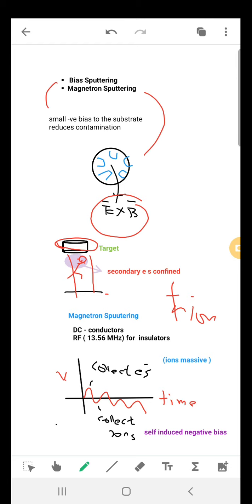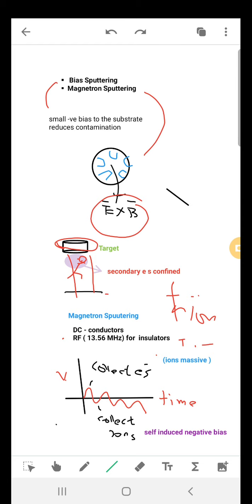However, if you are using an insulator, the ions may come and neutralize the negatively biased substrate, so we require something by which the neutralization does not take place. That is why we use RF. Now one can say that with RF there will be a change in polarity from cathode to anode, that means the target will be negatively charged in the first cycle and positively charged in the second cycle.